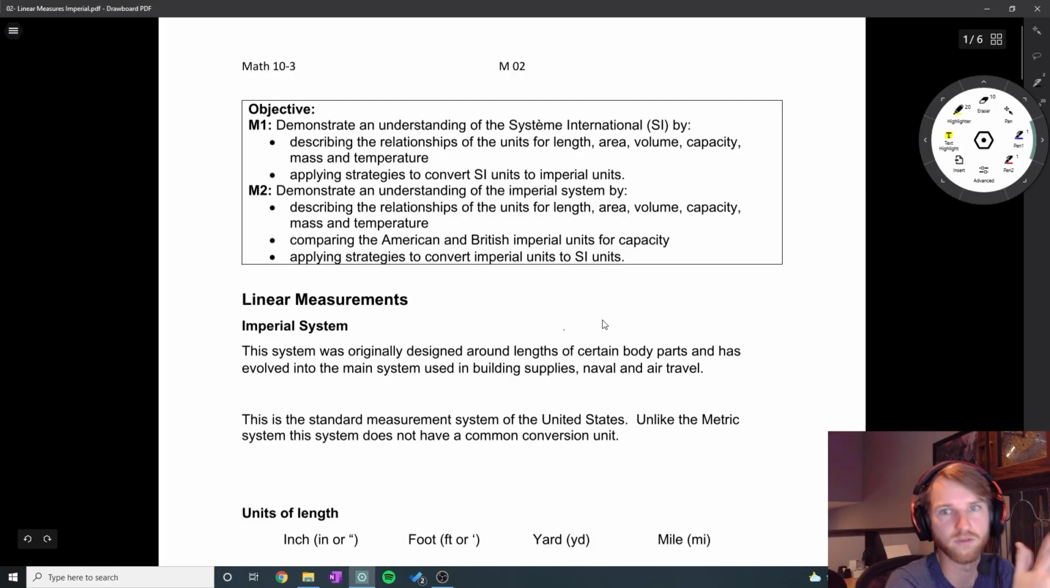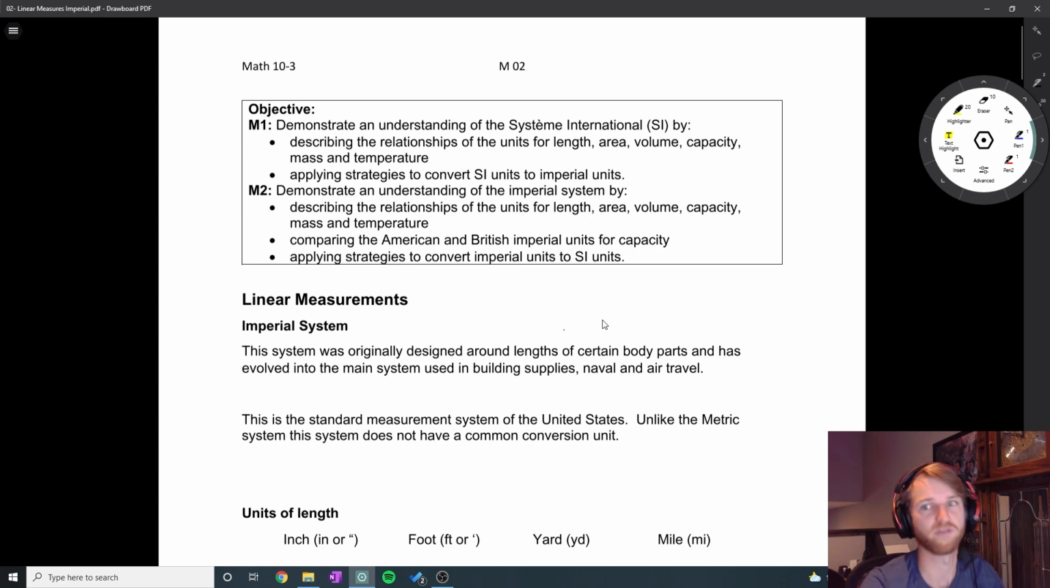All right, this is the second lesson in our first unit on measurement for Math 10-3. And this, unfortunately, is a lesson on the imperial system, which, in comparison to the first lesson on the metric system, is just a total mess. But the math really isn't that hard. You get to use your calculator the whole time. You have on your formula sheet everything that you need to do this.